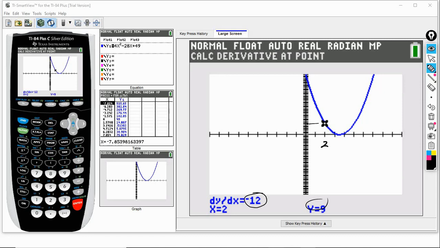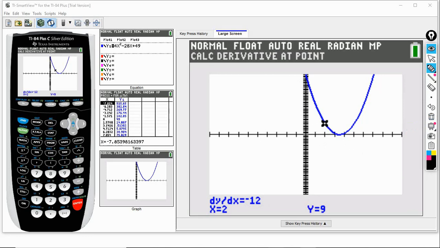And that is, again, the gradient of the tangent at that point. So more or less a line that goes through there, obviously with a steep negative slope. Okay, so let's check out now the derivative for 7/2.